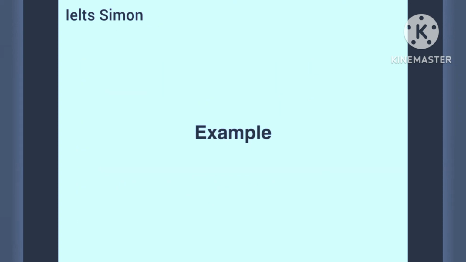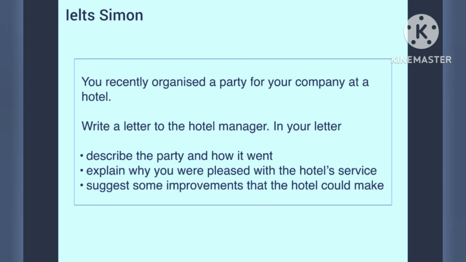Here's a task from IELTS General Writing Task 1, and we're going to go step by step through the recommended steps that I've just given you. First one was read and highlight the key things. So let's read this task. You recently organised a party for your company at a hotel. So a party, company, hotel. Write a letter to the hotel manager. In your letter, describe the party and how it went. Explain why you were pleased with the hotel service and suggest some improvements that the hotel could make.